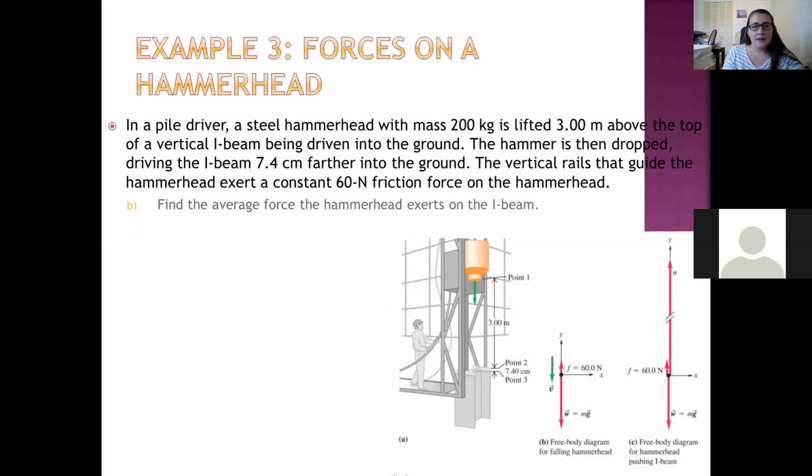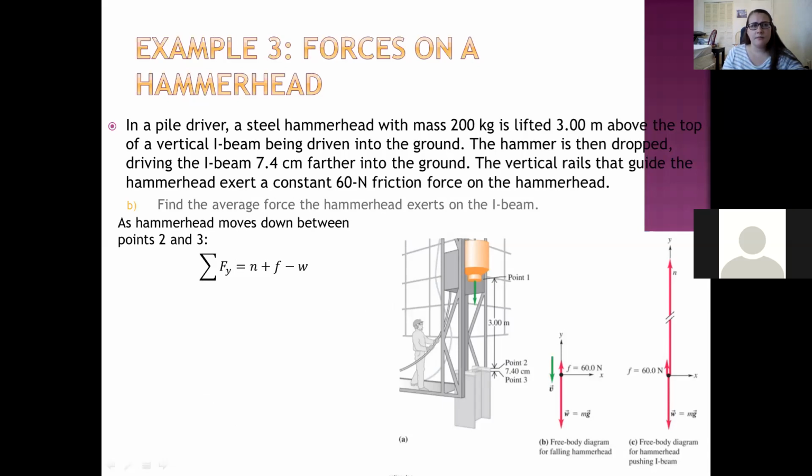Okay, part B. Find the average force that the hammerhead exerts on the I-beam. So, as the hammerhead moves down between points 2 and 3, so driving it farther into the ground, the sum of the forces, in this case, we're looking at this picture C over here, would be the normal force acting upward plus the friction force acting upward minus the force of gravity pulling downward.